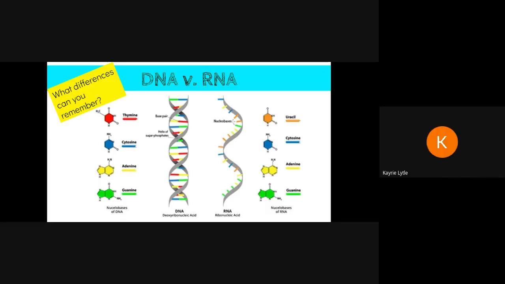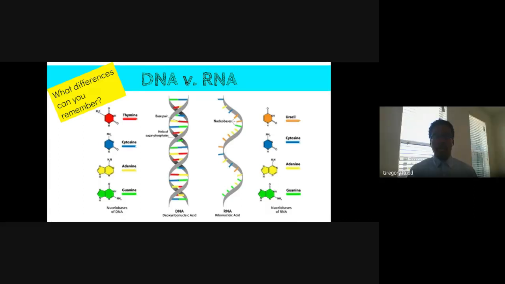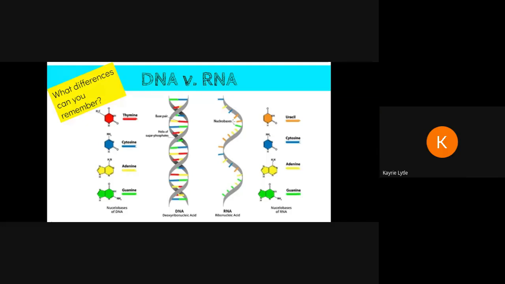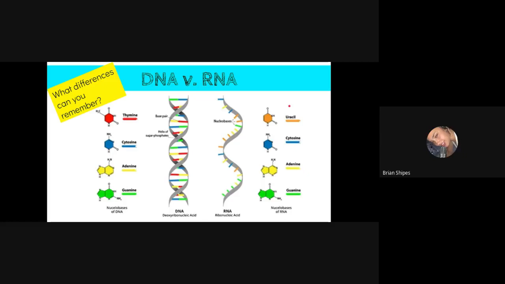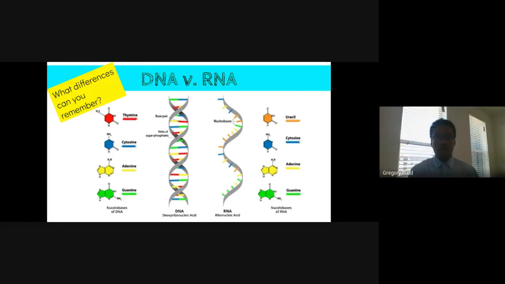Okay, good. Now I got thymine. What have you said? They don't have thymine. Good. RNA does not have thymine, right? So we can see DNA has this thymine nitrogen base, which is the T. But RNA has uracil. It doesn't have thymine. It has the U. And we also, go ahead. They're not double stranded. Okay, we got that one already. But yeah, DNA is double stranded. RNA is not. It just has a single strand.